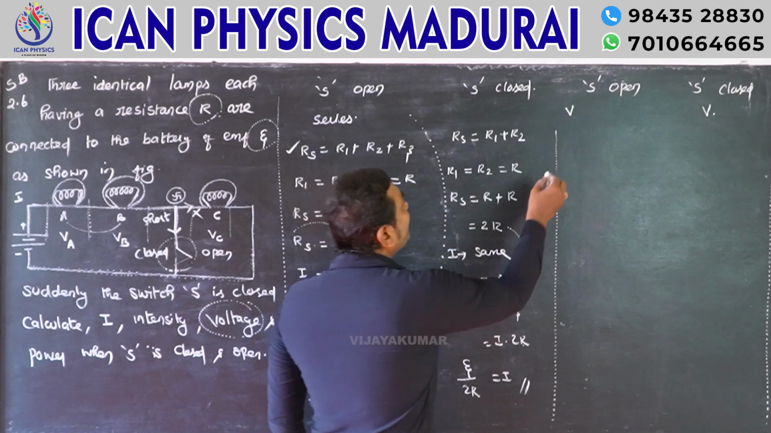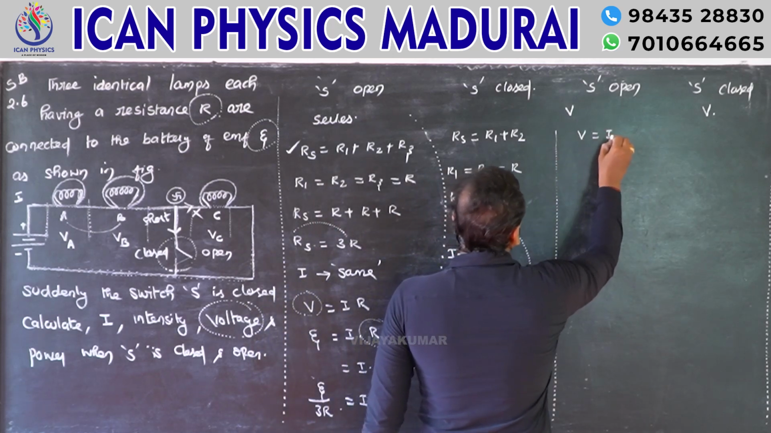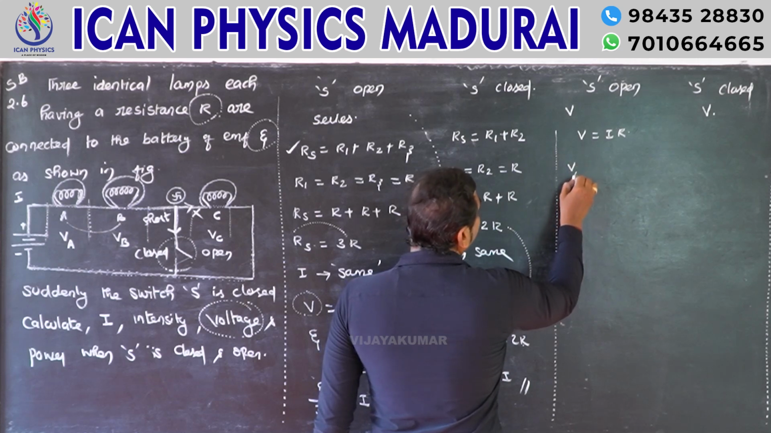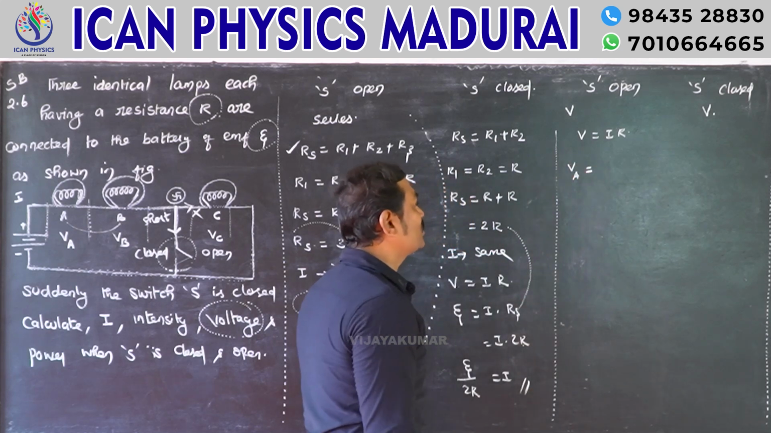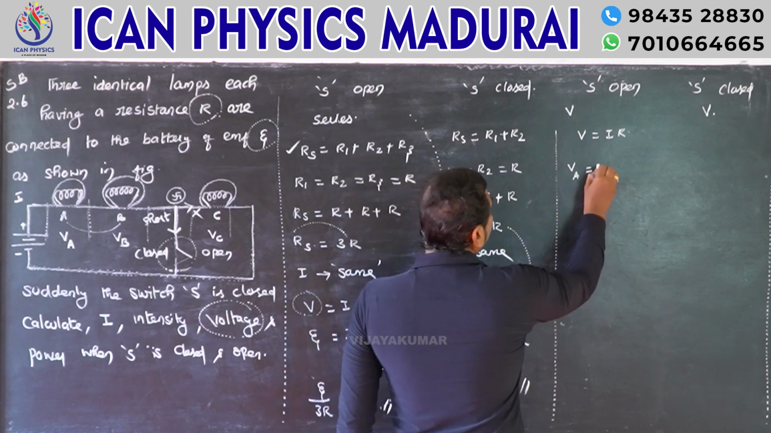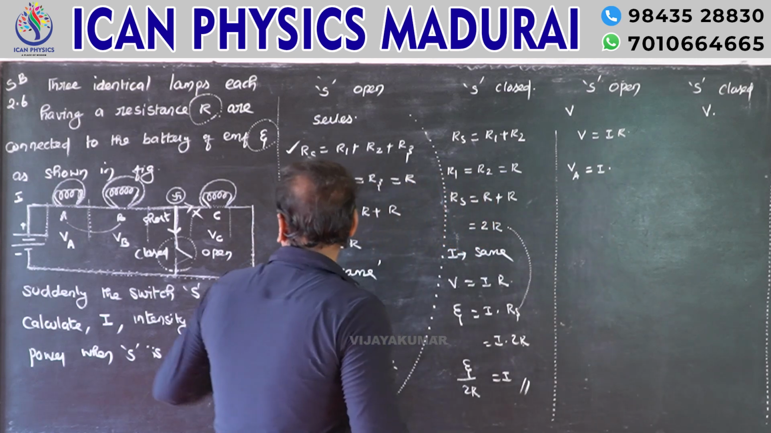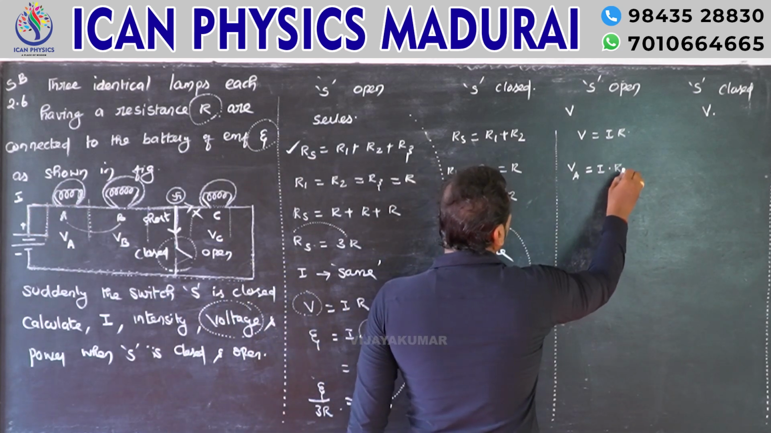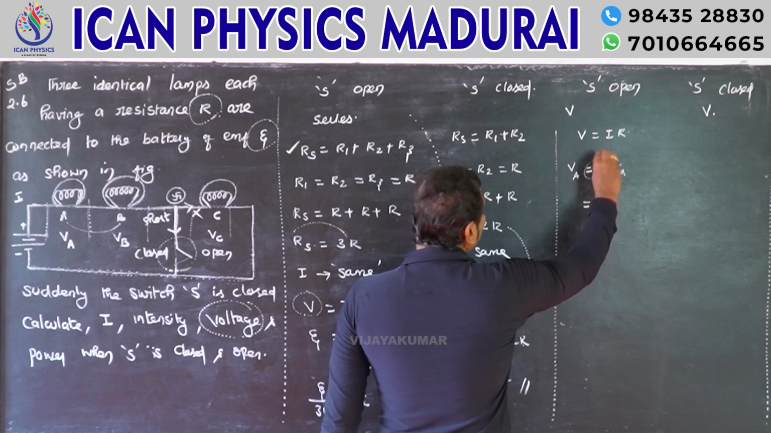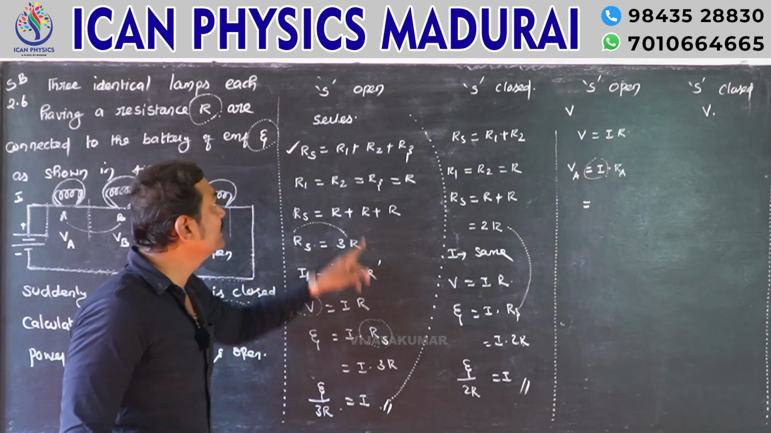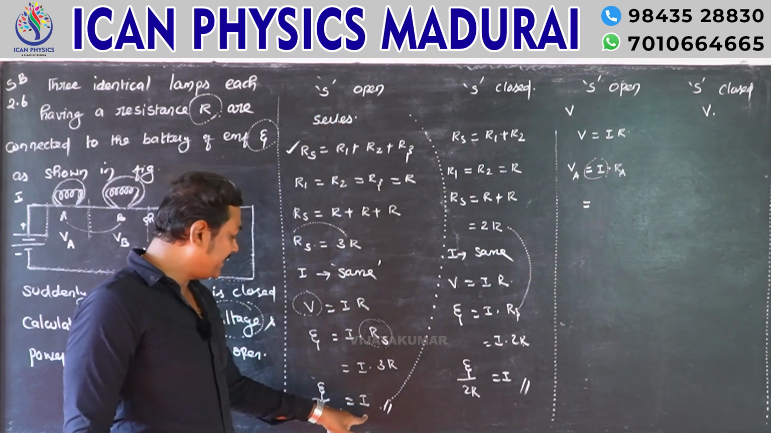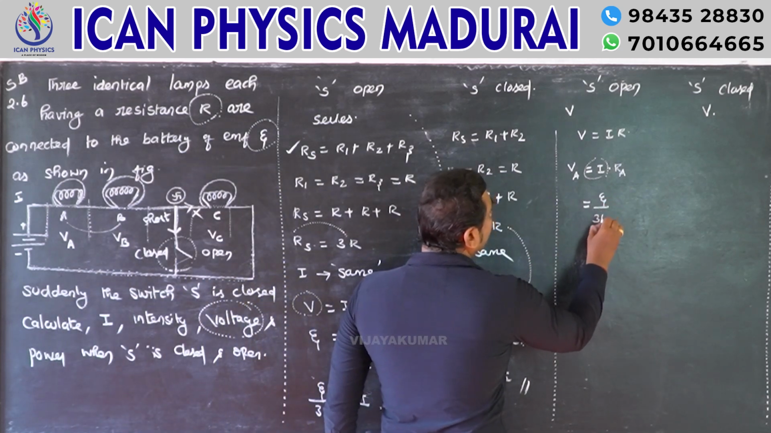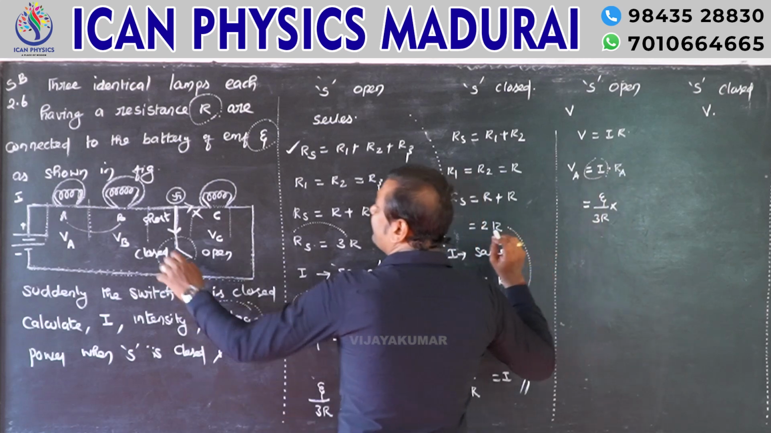We know very well that V equal to I R. Now we can modify the formula. VA, the voltage drop across the first one, equals I, the current, which is the same, times the resistance of the first one, which can be taken as RA. Current will be the same. So when S is open, what is the current? Psi by 3R. So psi by 3R into the resistance of the first one.